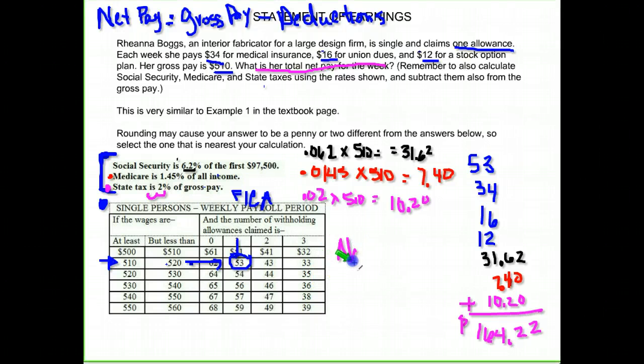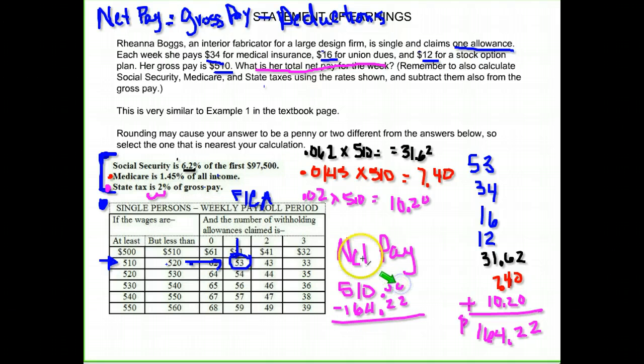So for her net pay, we take her gross pay, which was $510, and we subtract those deductions, which altogether came to $164.22. So we're going to take 510 minus 164.22 is $345.78. Okay, so that would be her pay. $345.75 is the net pay that she would get to take home.